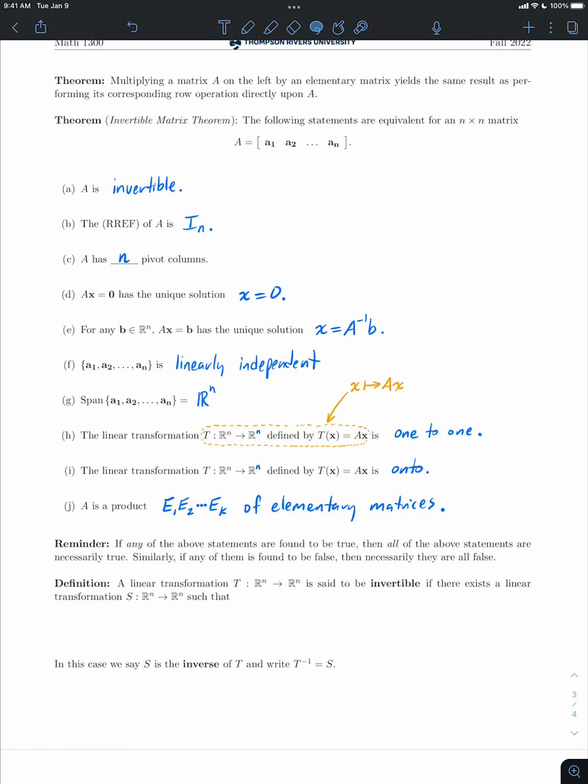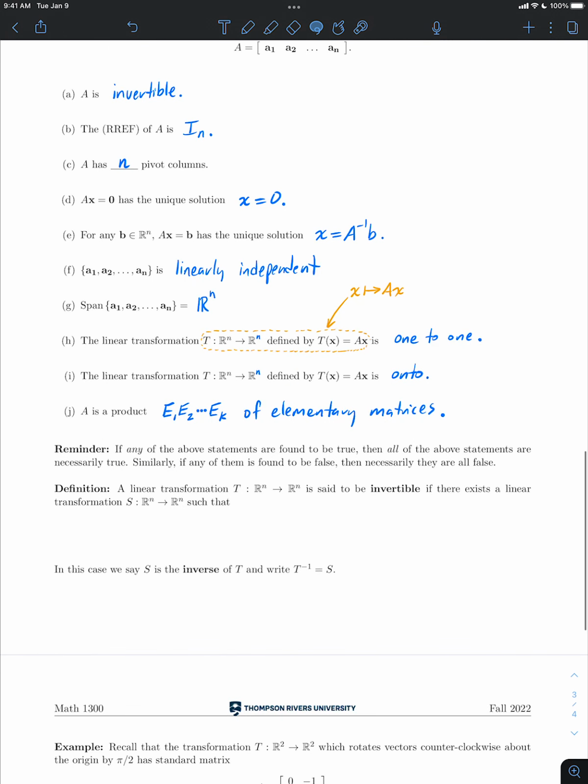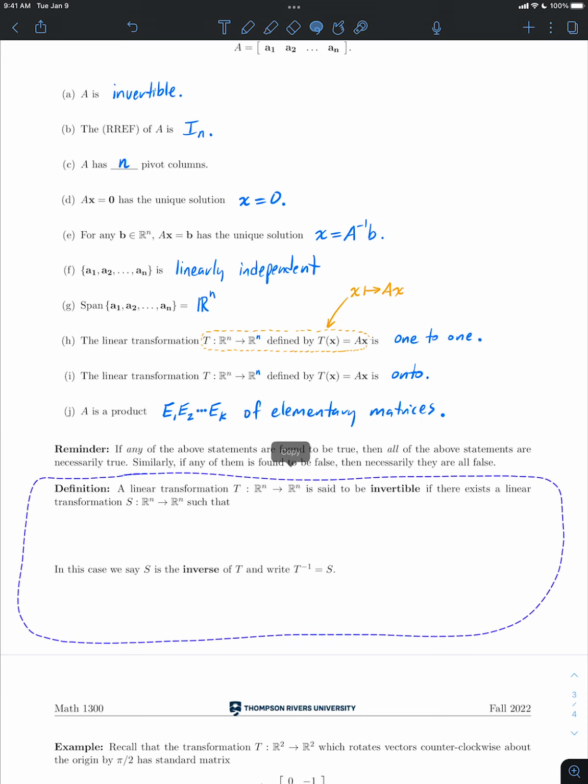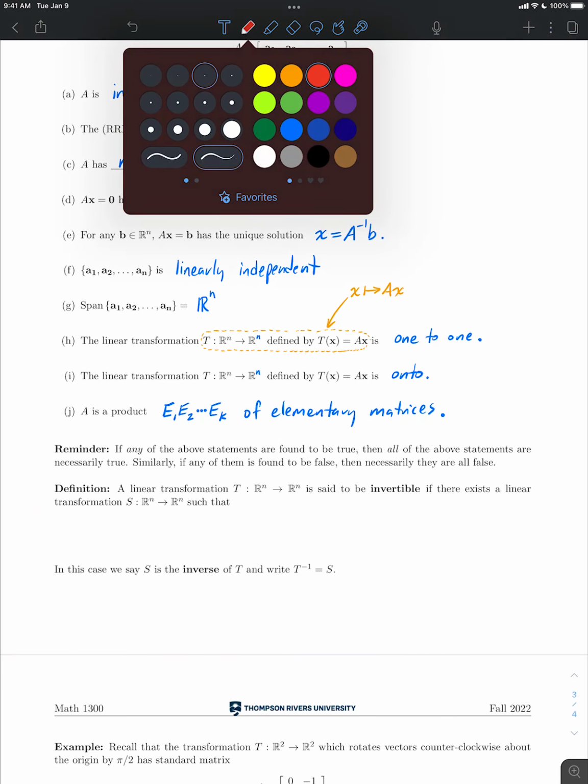Okay, so what's next? Now we're going to talk about a definition called invertibility. And you might say, well, hey, we've already talked about invertibility. That's true, but we've talked about invertibility of matrices, not invertibility of linear transformations. Now, it turns out that the two notions are very closely related, but nonetheless, they deserve to be introduced separately.